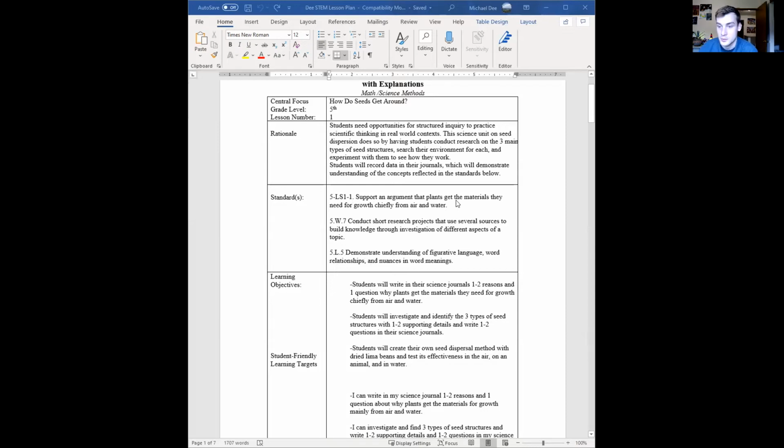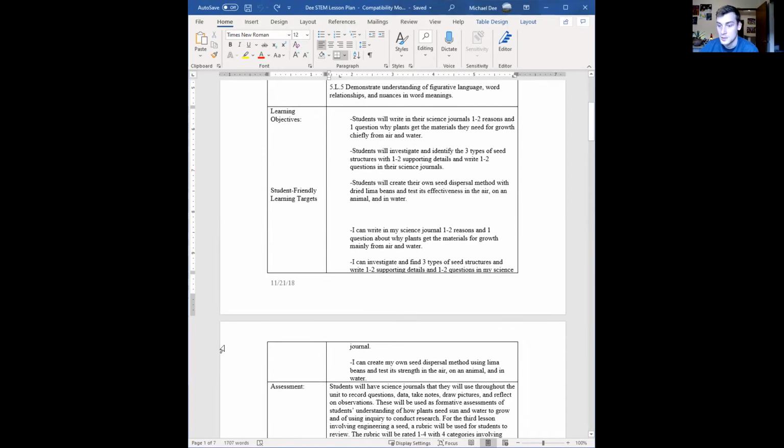you guys are going to use your journals as evidence that support your argument that plants get the materials they need chiefly from air and water. And you're going to conduct short research projects that use several resources to build knowledge through investigation of different aspects of the topic. In this case, different types of seed dispersal. And then we're going to demonstrate our understanding of figurative language, word relationships, and nuances in word meanings.